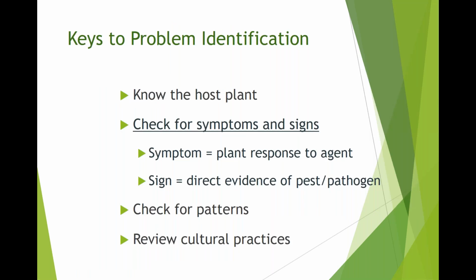The second step in diagnosing plant disorders and diseases is to check for symptoms and signs. Now, a symptom is a plant response to an agent. It can be a response to a biotic agent, like a disease-causing microorganism, or it could be a response to adverse environmental or cultural conditions. A sign is the direct physical evidence of a pest or pathogen, things like cast skins or fruiting bodies. That's what we call a sign.